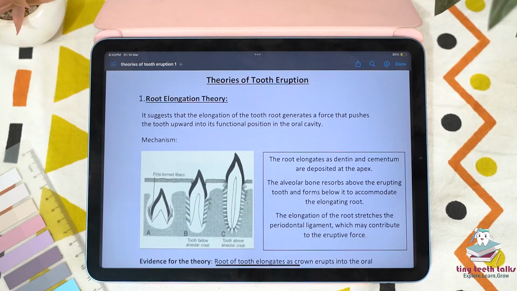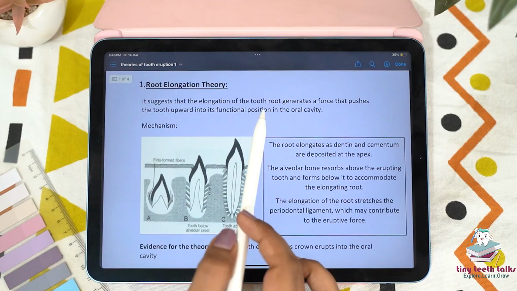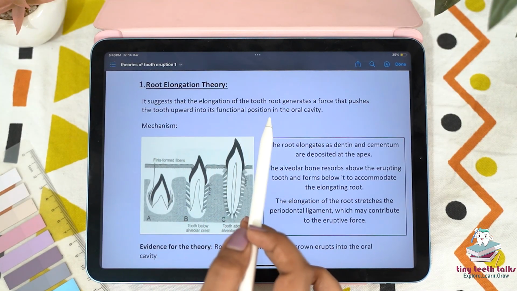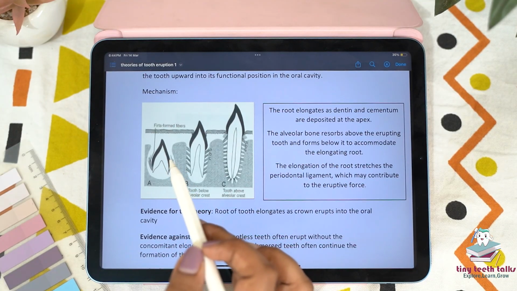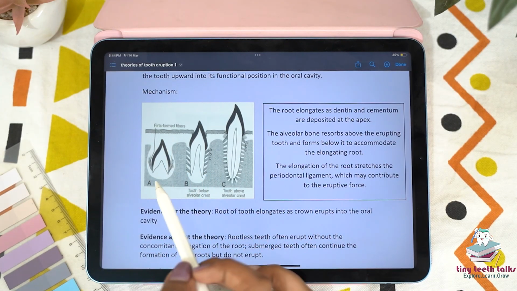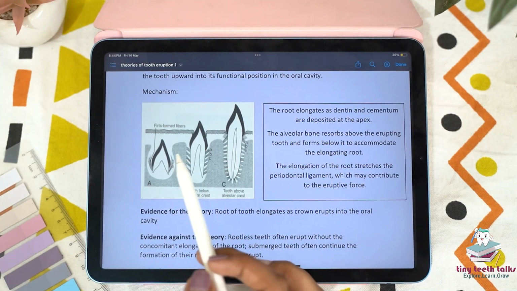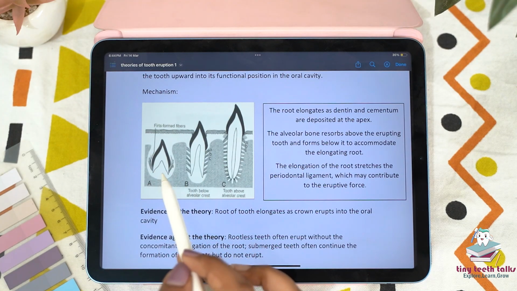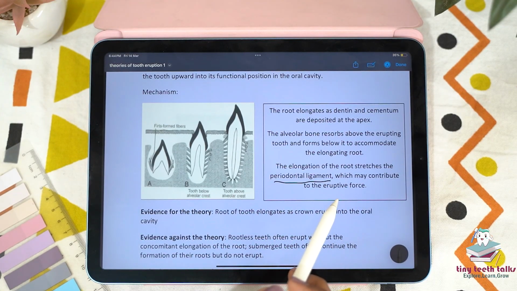I will explain later. Starting with the first theory, root elongation theory. It suggests that the elongation of the tooth root generates a force that pushes the tooth upward into its functional position in the oral cavity. So dentin and cementum are deposited at the apex and the root elongates. The alveolar bone resorbs above the erupting tooth and forms below it to accommodate the elongating root. The elongation of the root stretches the periodontal ligament, which may contribute to the eruptive force.